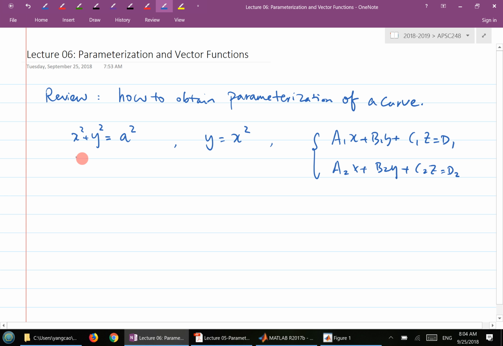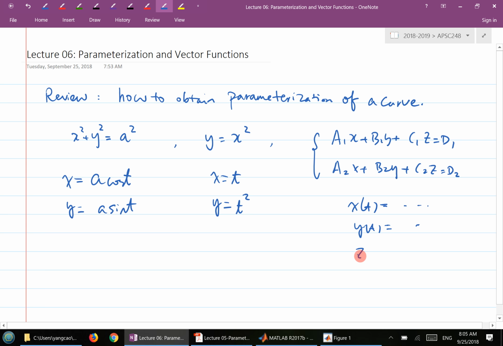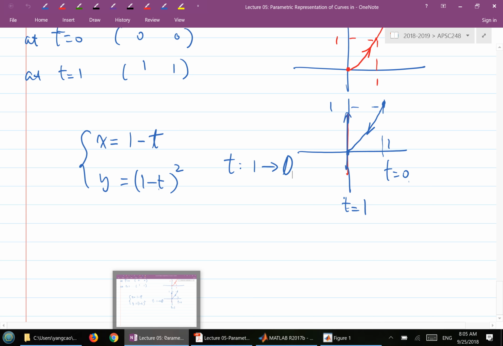So for planes, there really are an infinite number of solutions. For circles, you can have x equal to a times cosine t and y equal to a times sine t, a very typical way of representing it. And for this one you can have x equal to t and y equal to t squared. And this one really depends on the plane. You can still derive a set of equations, which is x of t equal to something, y of t equal to something, and z of t equal to something, depending on the given two planes.